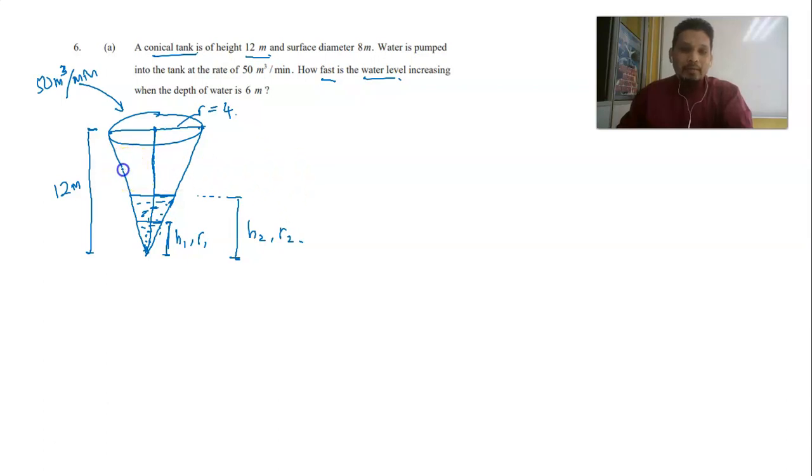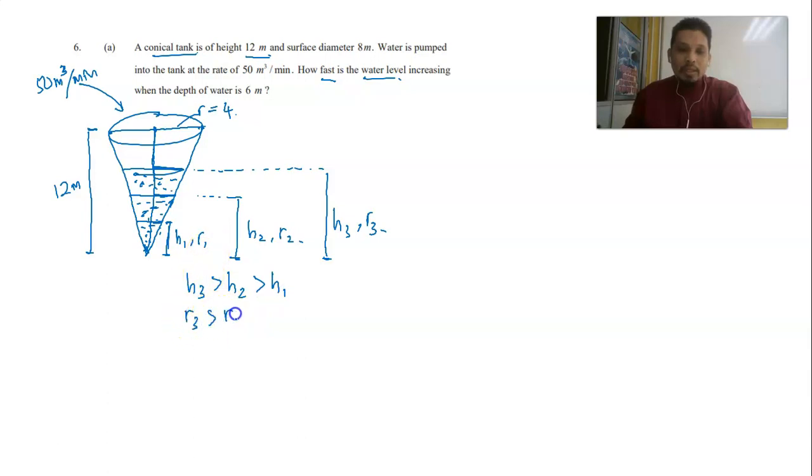Okay, and after a few minutes, the level increases, and now you come up with H3 and the new radius R3. Okay, so H3 is greater than H2, which is greater than H1, and also R3 is greater than R2, which is greater than R1.